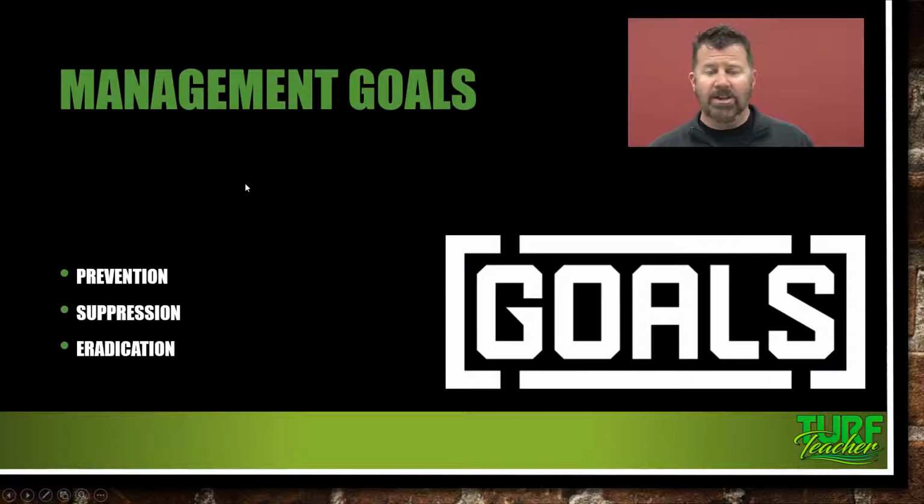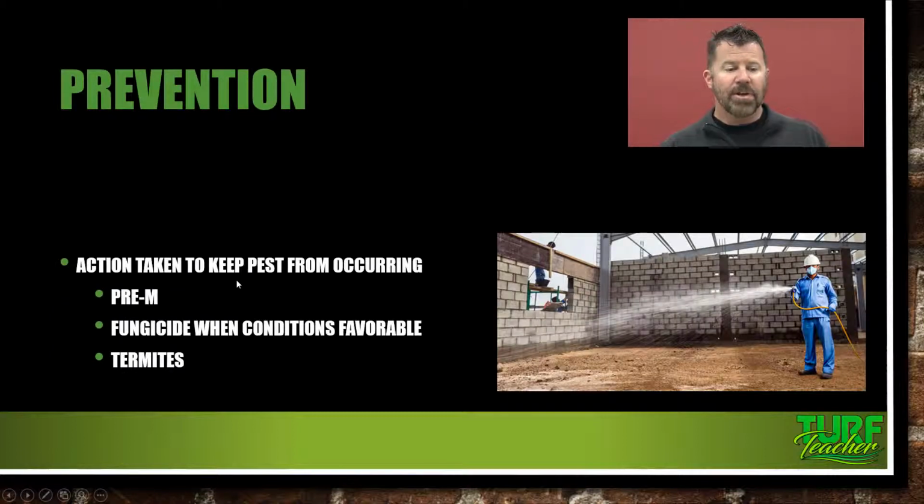Management goals. We have prevention, suppression, and eradication, and we have a little bit of information about each on the next slides. Prevention: action taken to keep the pest from occurring, to prevent it from coming here. Pre-emergent fertilizer in the spring, guys. We do not want to see crabgrass, so we're putting out a preventative or a pre-emergent fertilizer.